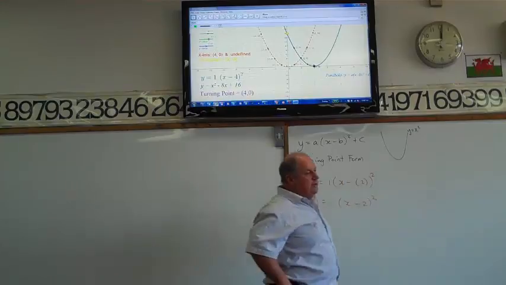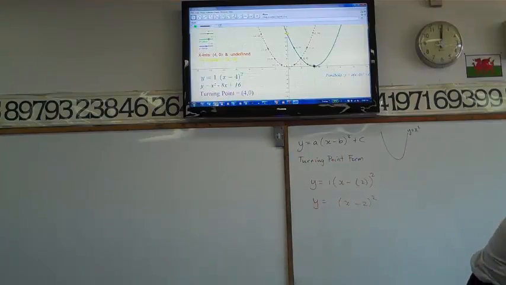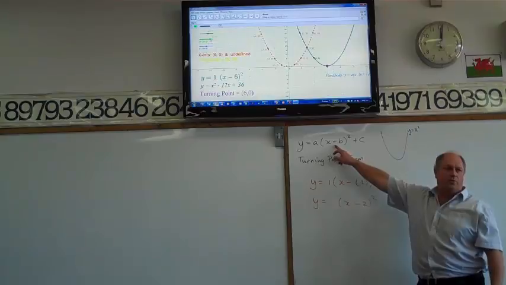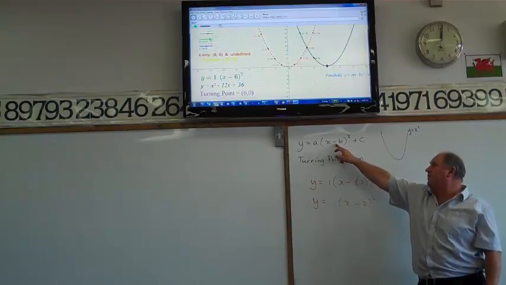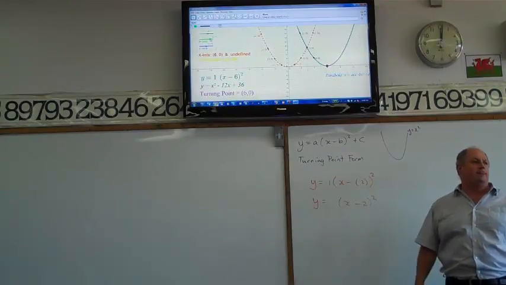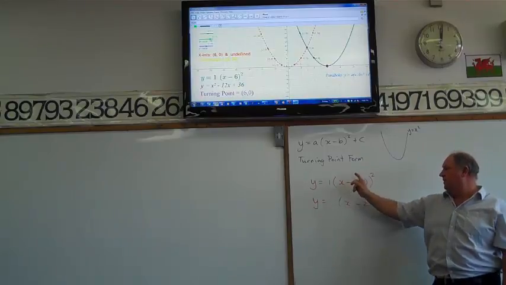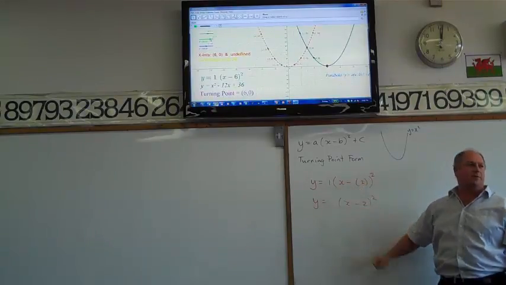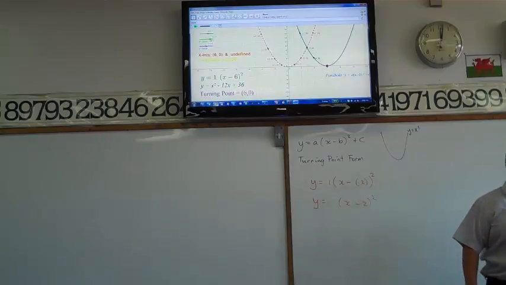The last one we need to do is x take 6 all squared, so b is positive 6. That's why it moves to the right, because turning point form is always take away the b. When we took away a negative before, we end up with a positive. When we take away a positive, we end up with a negative, don't we? You should probably only see one arm of this parabola on your graph, unlike what's up here. Right, we need a comment in the bottom box.